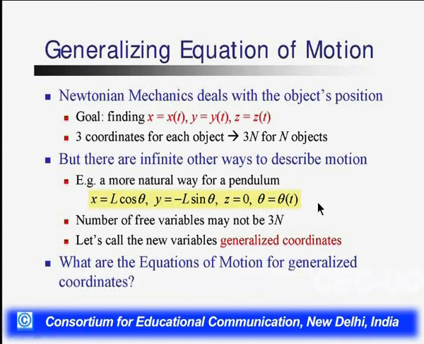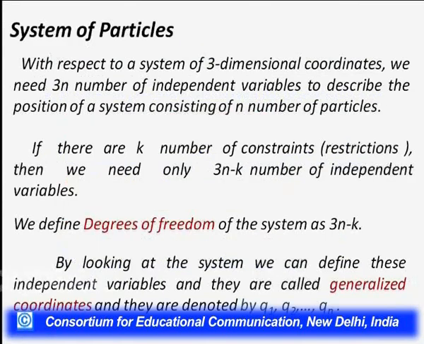The number of free variables here may not be 3n. Let us call these new variables the generalized coordinates. What are the equations of motion for the generalized coordinates? That we will discuss. Before that, we will understand what the degree of freedom and the generalized coordinate are. What is a system of particles?